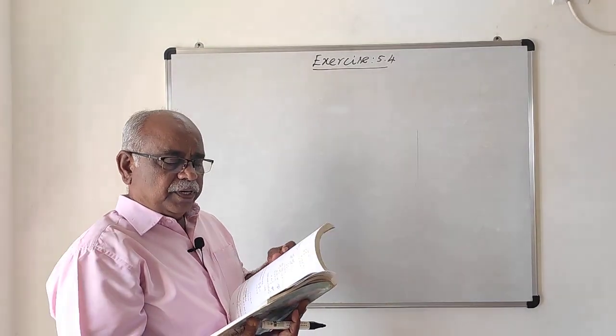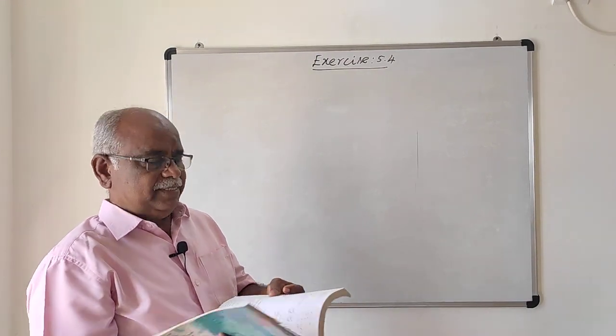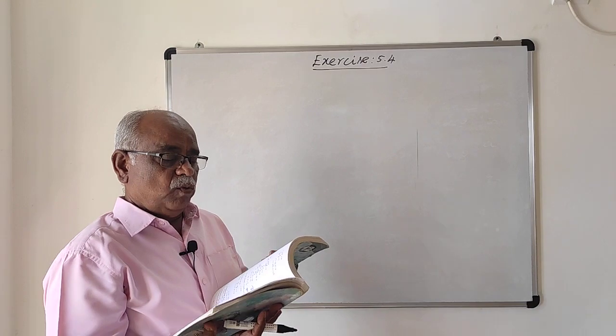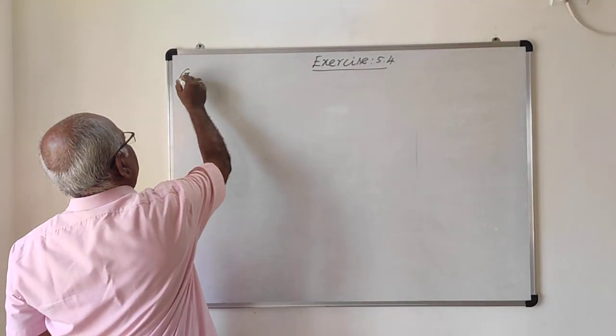Prove that the point of intersection of the tangents at t1 and t2 on the parabola y square equal to 4ax is a t1 t2, comma, a into t1 plus t2. That is the problem. Seventh problem in the exercise.